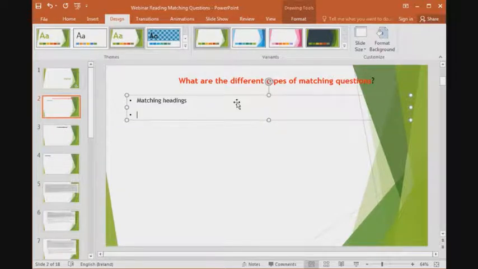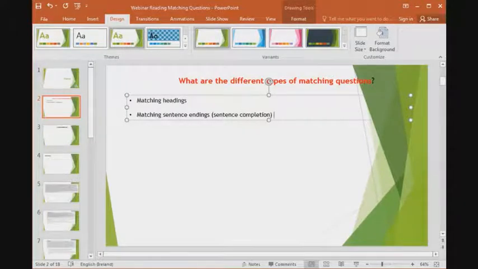Okay, so another one that we might have is matching sentence endings, otherwise known as sentence completion. Remember though, there are two types of sentence completion. Some sentence completions don't give you the endings, they just give you the gap. It's a gap fill, so you have to answer with one or two words.